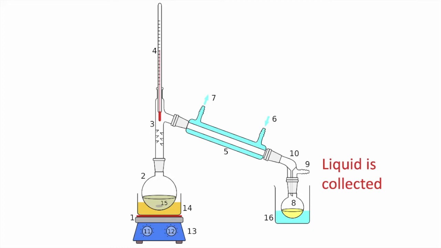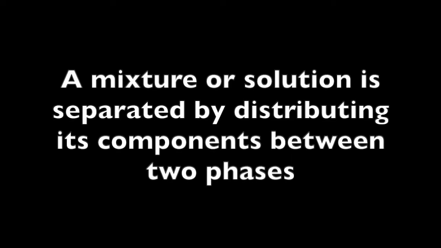Another strategy that is useful for separating solutions is chromatography. There are several different types of this. Three of these are called paper chromatography, thin layer chromatography, and column chromatography, but these are not the only three types of chromatography. Here's generally how it works, though the apparatus you use may be a little different for each type of chromatography. A mixture or solution is separated by distributing its components between two phases.